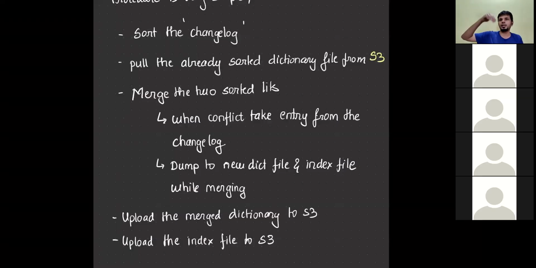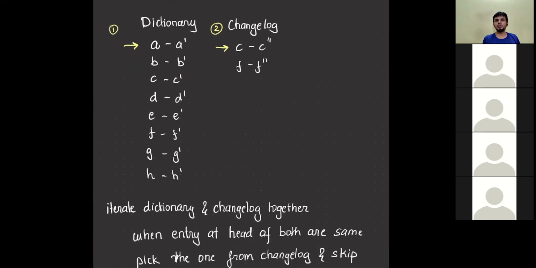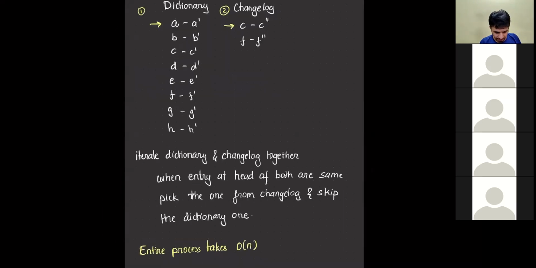So you update the index.dat file and the main dictionary file. Merge the two sorted lists. When there is a conflict, you take the entry from the change log and then move the pointers forward. A very simple strategy to merge the two sorted lists, and then you upload the merged dictionary to S3 and upload the index file to S3. This way you solve the problem. So this is a crude example of it. How would you do it?